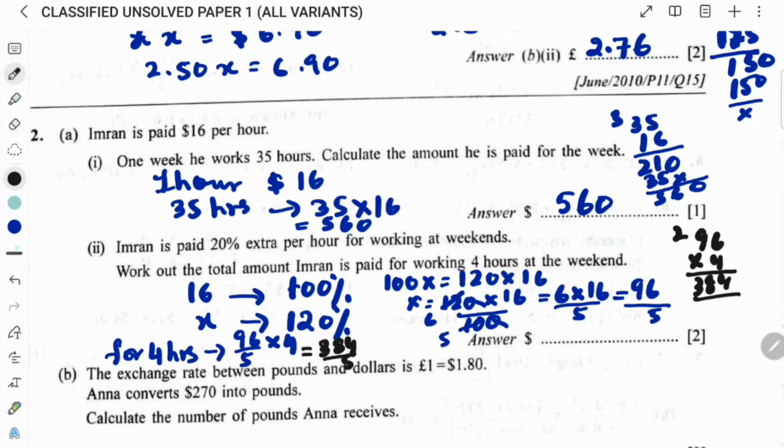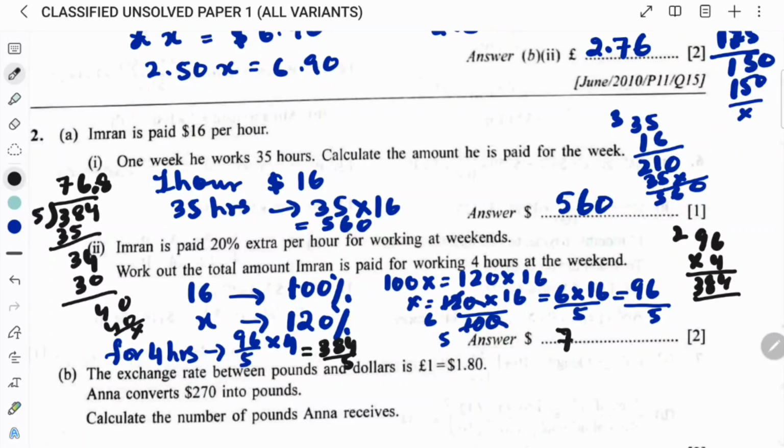384 divided by 5. 5 times 7 is 35. 36, 37, 38. 35. 3 is remaining. 34. 5 6s are 30 and 4 is remaining again. Decimal and 5 8s are 40. So what do we get for 4 hours? He's getting 76.8. And if it is money, then $76.80.